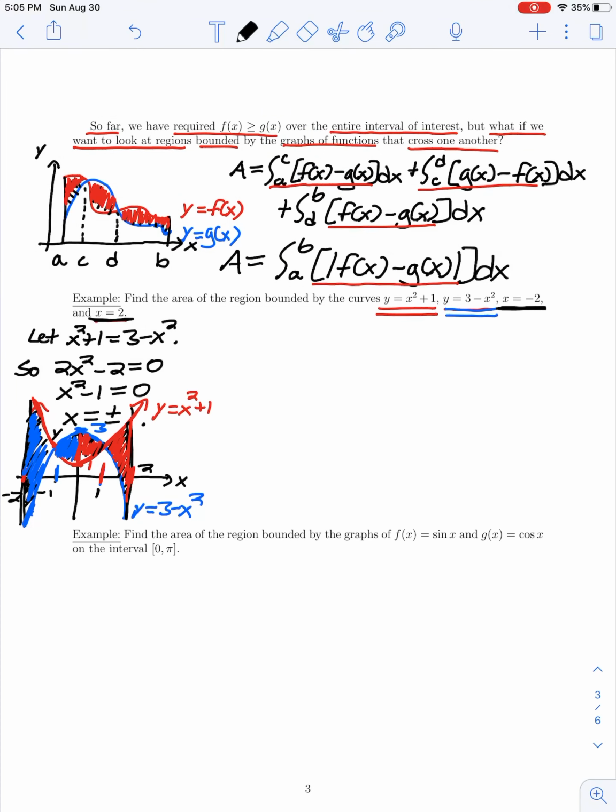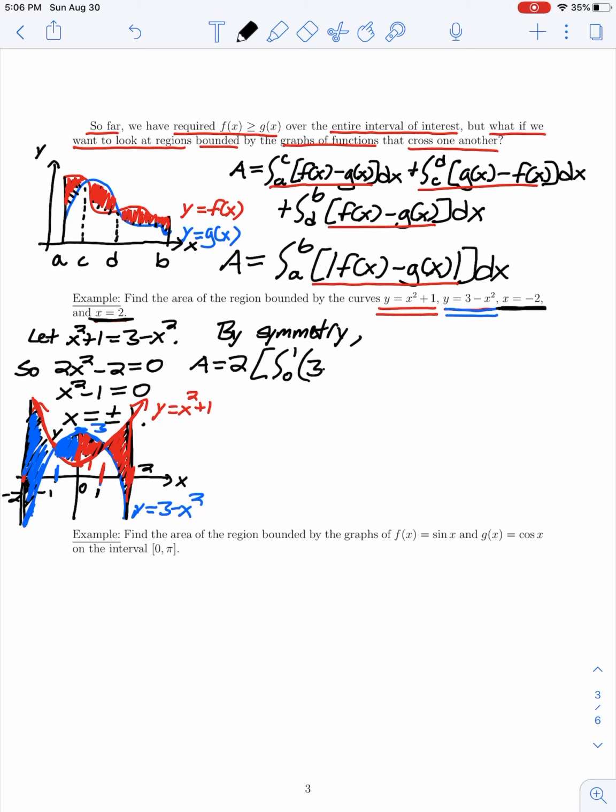So let's take a look at this. By using symmetry, I could calculate the area of this region by taking twice the area of the region which I've shaded in red. Now to do that, I would first need to integrate on the interval from 0 to 1, where the blue curve is the upper curve.